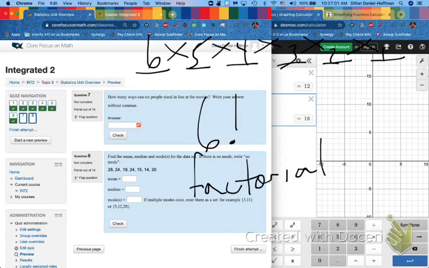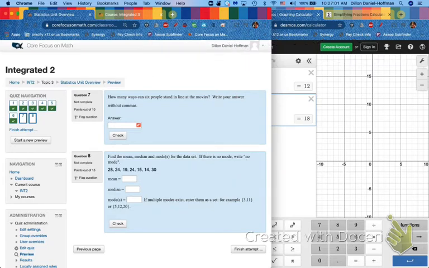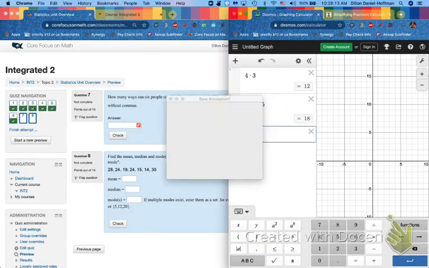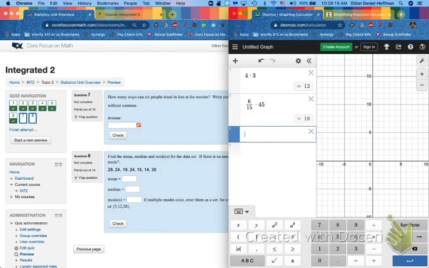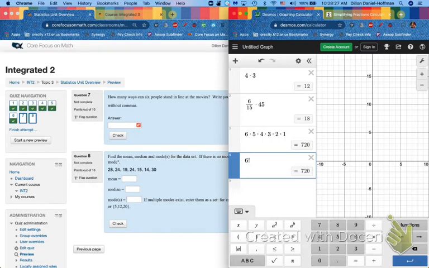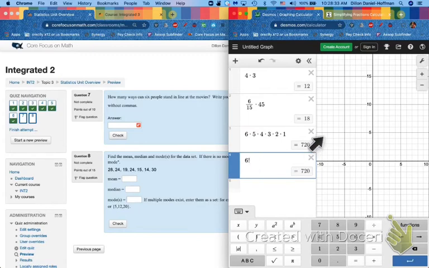So however many people you have standing in line in your problem, don't type this in yet, just watch my screen. You type that in. So if you have 5, you type 5. If you have 10, you type 10. If you have 6, you type 6. Then I've got times 5, 4, 3, 2, 1. That is the same thing as 6 exclamation mark, or 6 factorial. Or, if you're screaming it, 6! 720 for both of them.